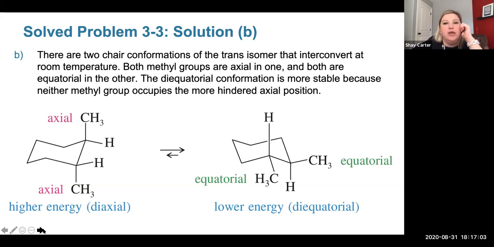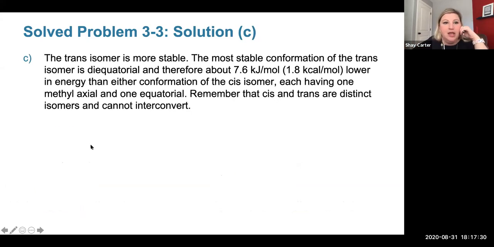But we can do a ring flip where we have a di-equatorial position where they are both in equatorial position. And this is more stable because neither methyl group occupies the more hindered axial position. So if we can get everything in equatorial, that's what the molecule would like. The trans isomer is more stable, especially the most stable di-equatorial conformer of the trans isomer.